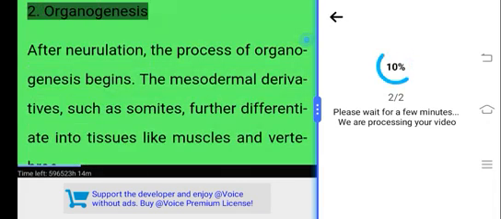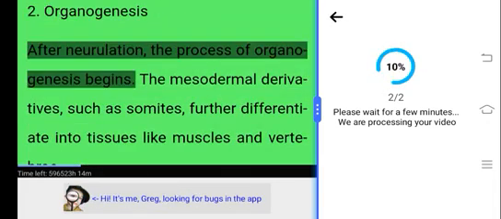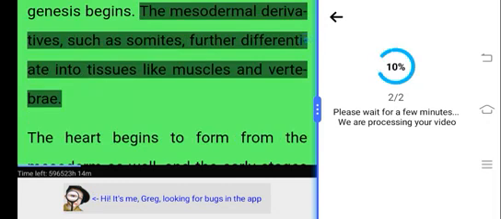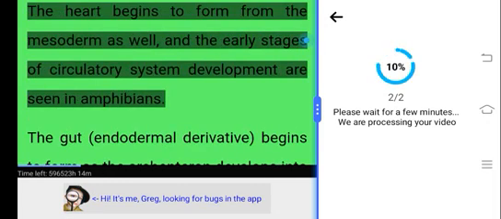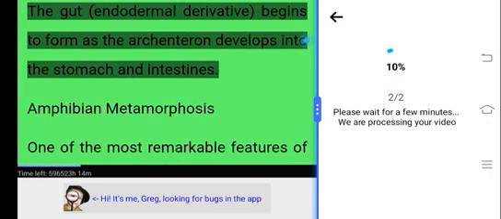2. Organogenesis. After neurulation, the process of organogenesis begins. The mesodermal derivatives, such as somites, further differentiate into tissues like muscles and vertebrae. The heart begins to form from the mesoderm as well, and the early stages of circulatory system development are seen in amphibians. The gut, an endodermal derivative, begins to form as the archenteron develops into the stomach and intestines.